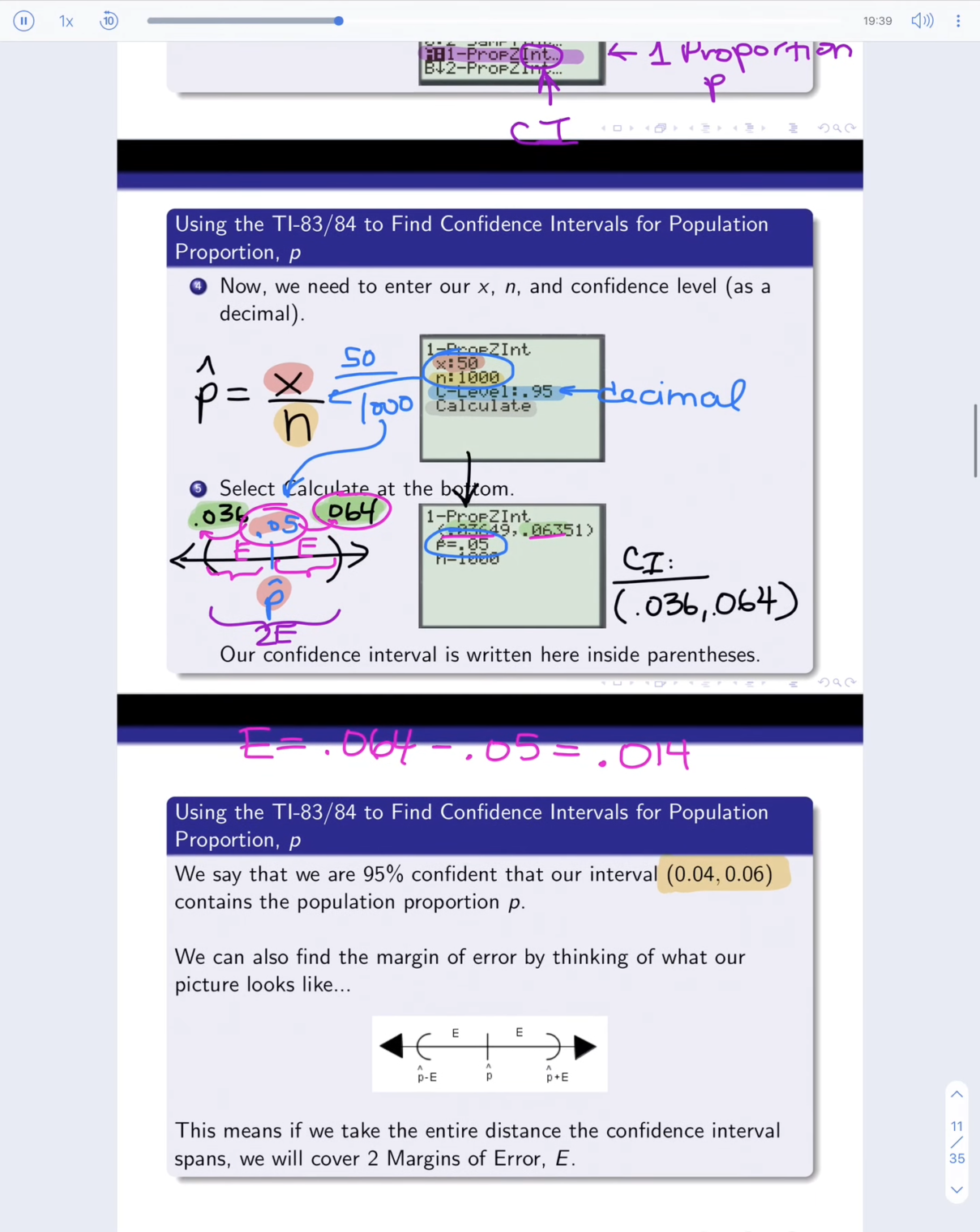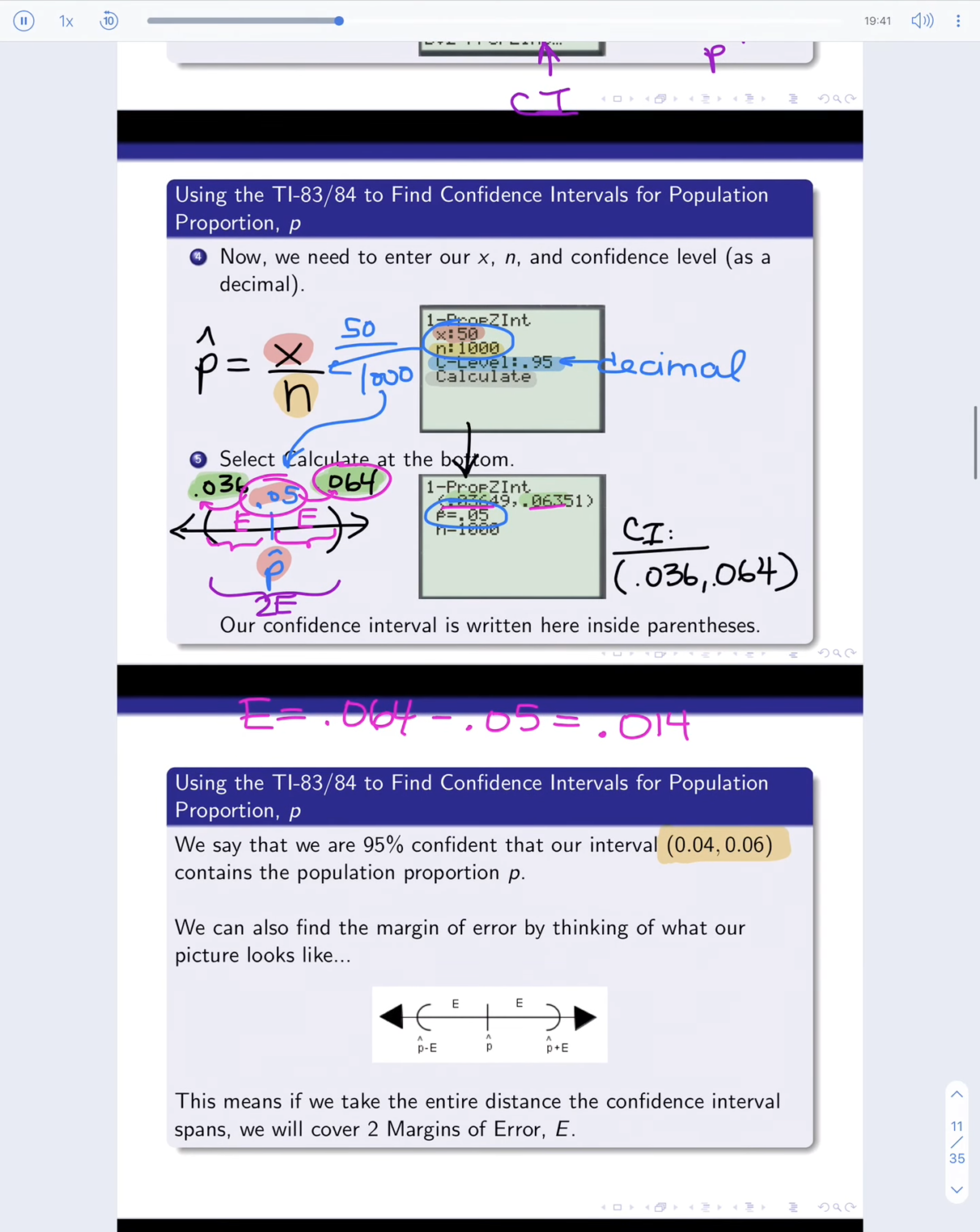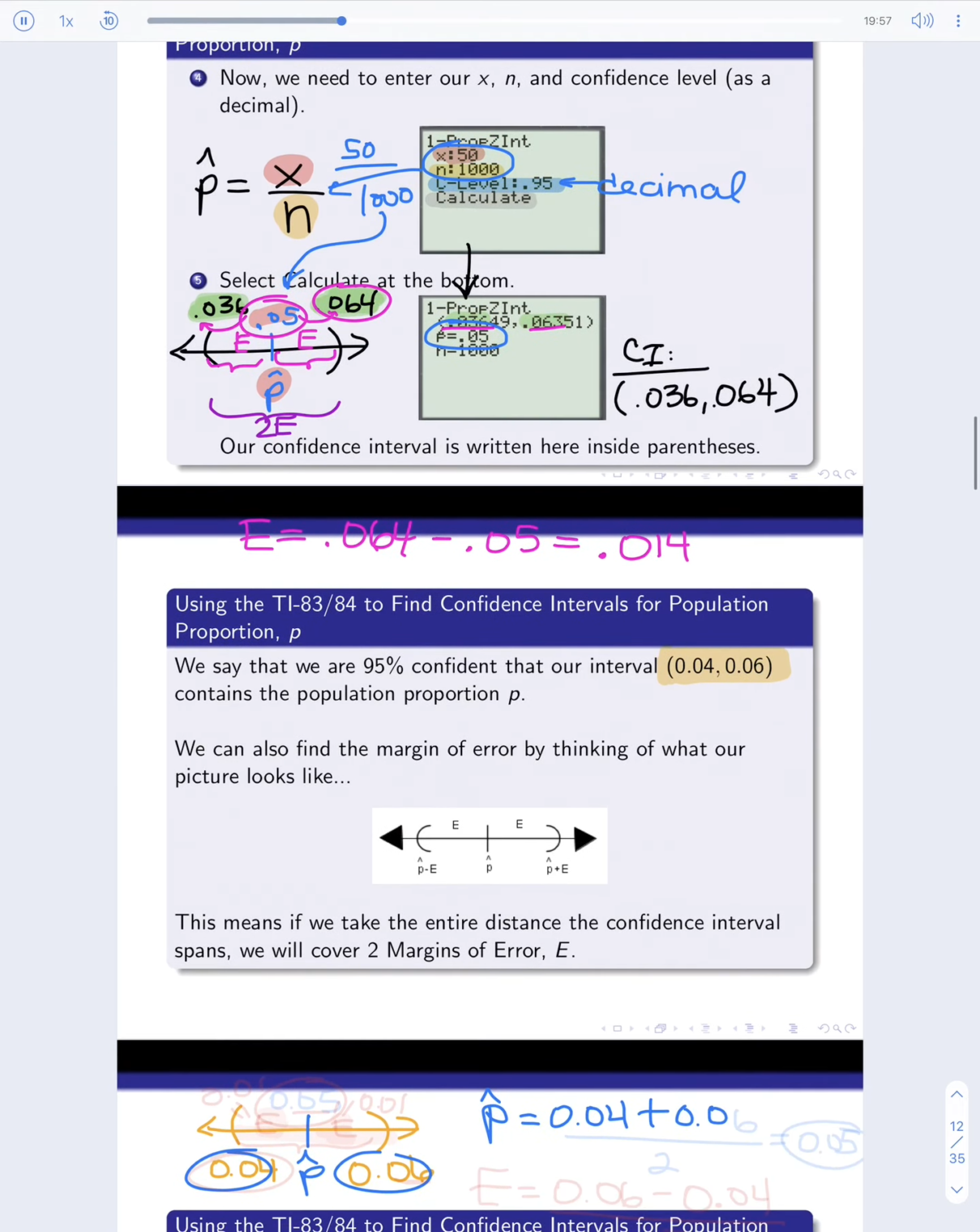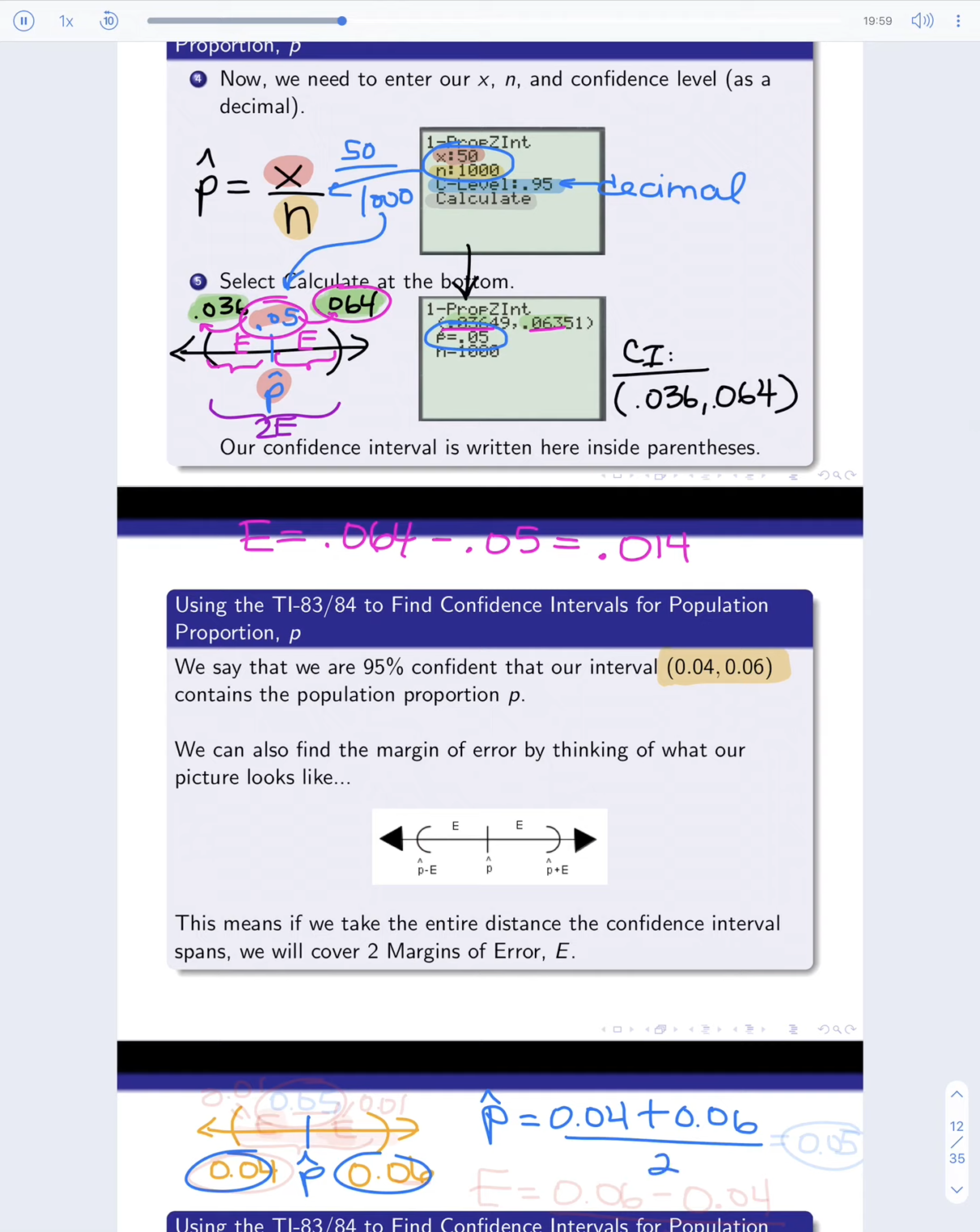Could you find everything they didn't actually explicitly tell you? Could you find the p-hat that normally goes in the middle? And yes, you can. Well, to find the middle value, the p-hat, you take the beginning and the ending value and you just average those. 0.04 and 0.06, add them up and divide by 2.